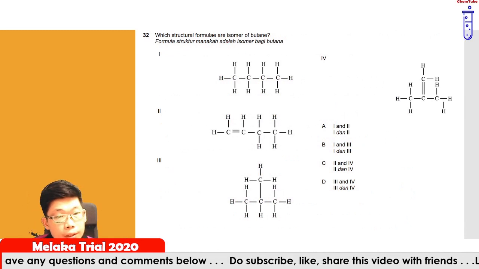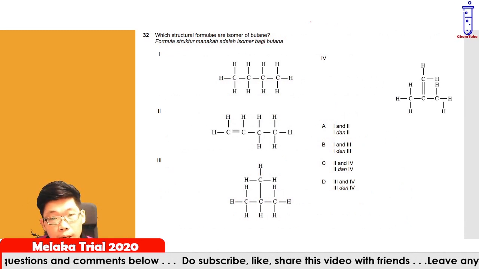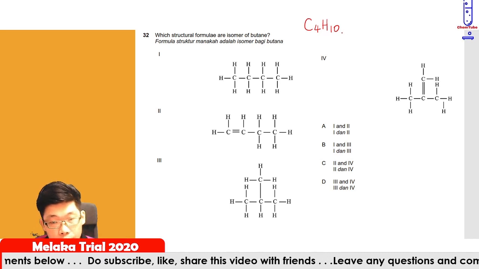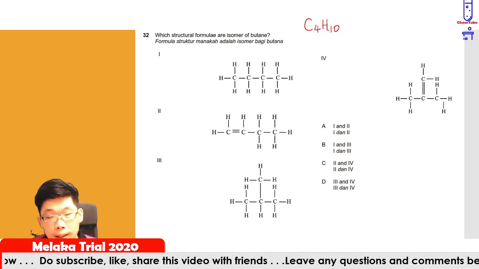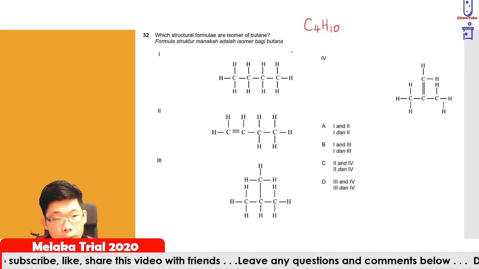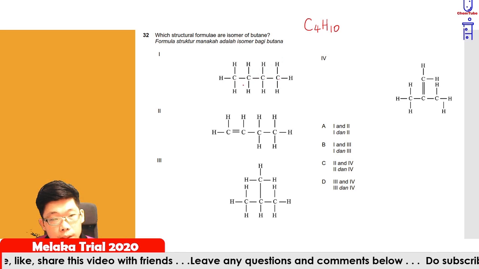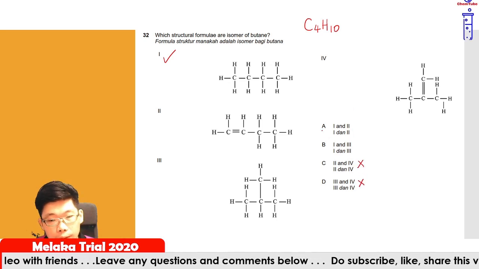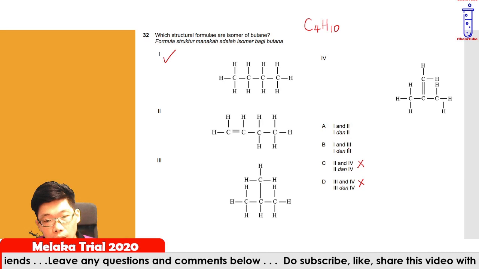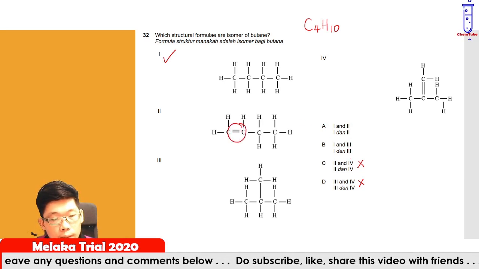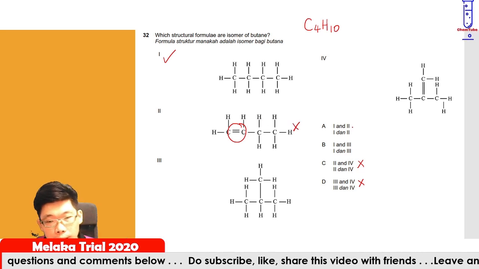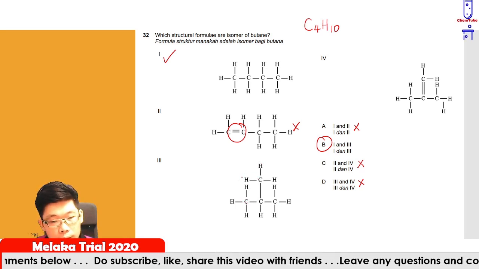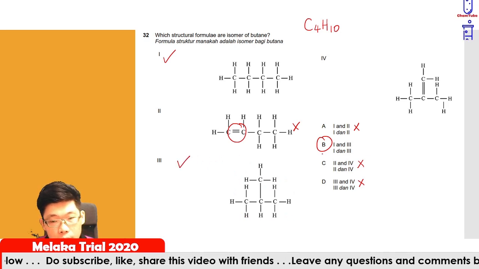32. Which formula is an isomer of butane? Butane is C4H10, so 4 carbons, 10 hydrogen. What are the possible isomers? We just draft out the different structural formulas. One is in, so C and D are out already. So whether we determine 2 or 3. For 2, directly we know this has a double bond, so this one is out. A is out. So it should be 3, but we need to double check. C4, 1, 2, 3, 4, then 10 hydrogen. It's correct. So 1 and 3, B is the answer.